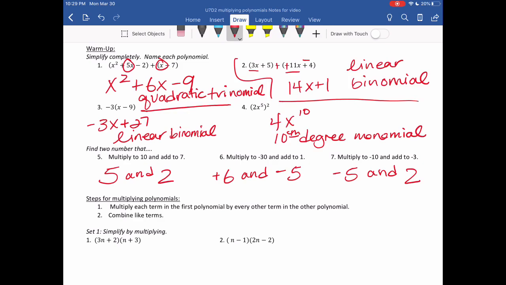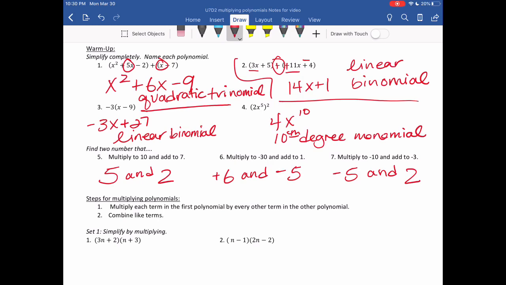In number 1, you're adding 2 polynomials, and your answer ends up being a quadratic trinomial. Quadratic because the biggest exponent is a 2. Trinomial because you have 3 terms. Number 2, you're subtracting 2 polynomials, so don't forget to distribute that negative right here. And your answer ends up being a linear binomial.